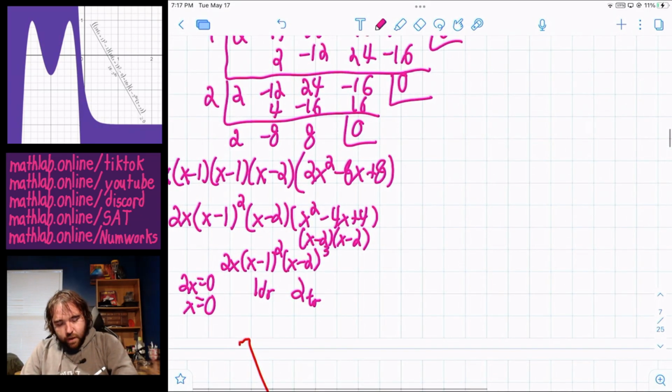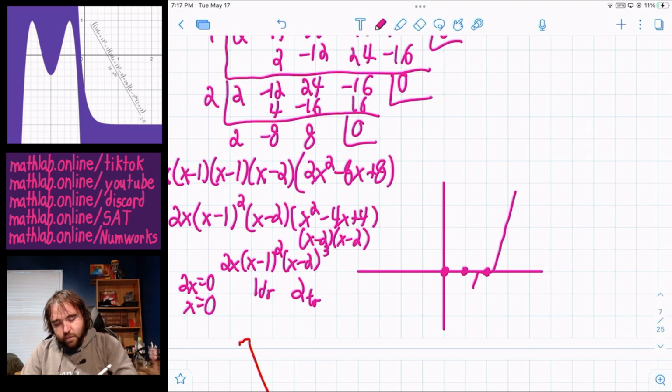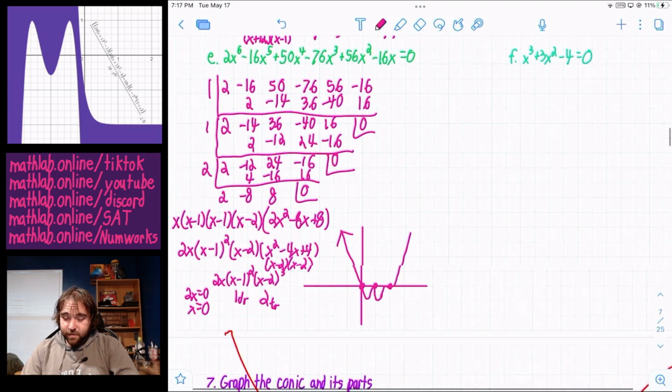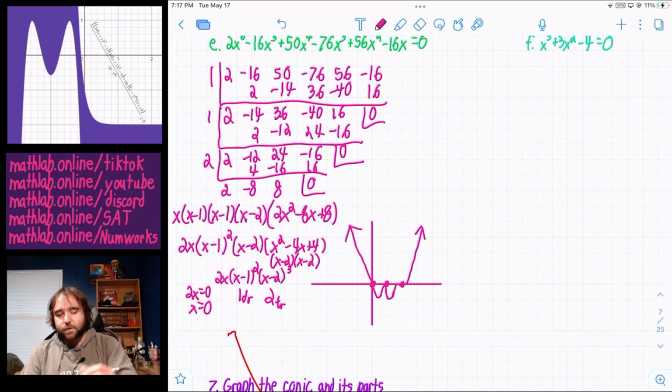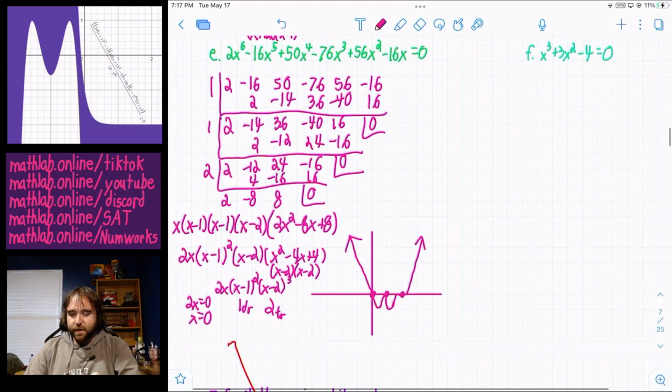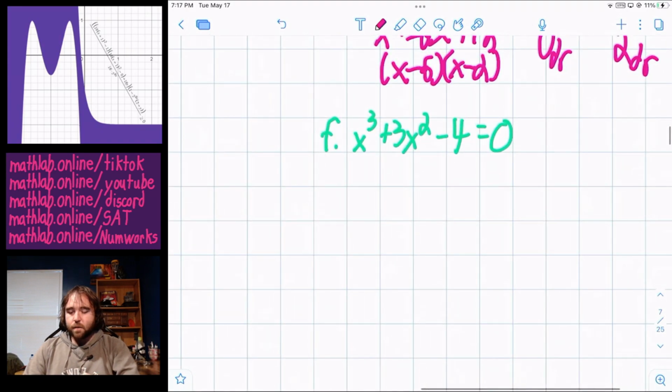So what do we got? We've got 3 answers: 2, 1, and 0. Oh, that's a shame. They're all right next to each other. So we're going to go 2 triple root, flatten out and cross. 1 double root, bounce, and then cross. And this is x to the 6th. Yeah, so we expect it to go the same direction. Nice. All right, one more.